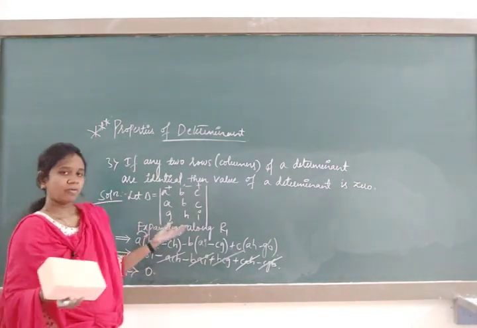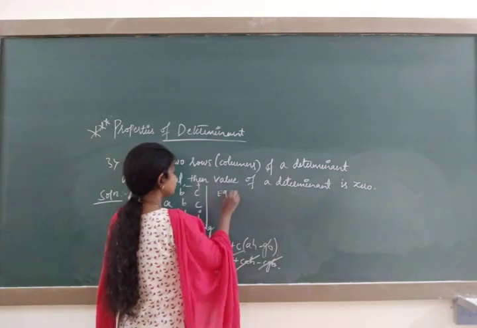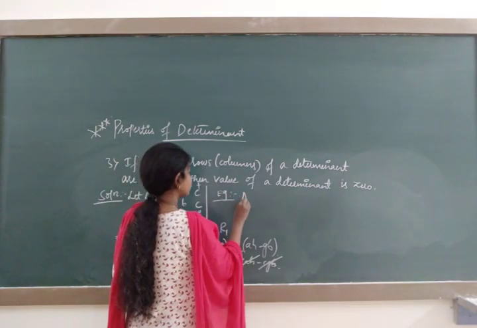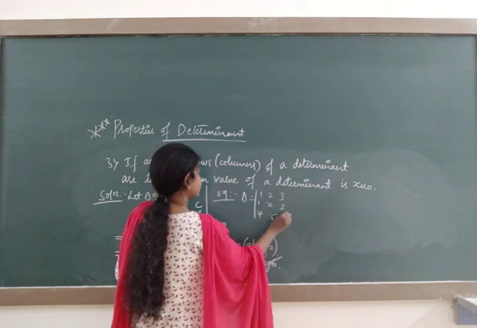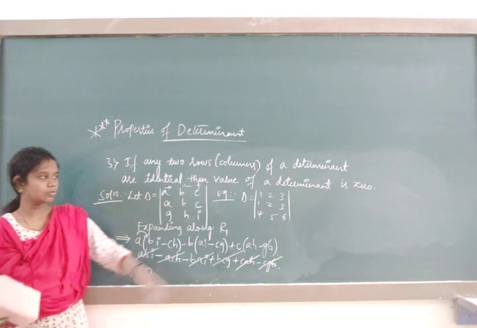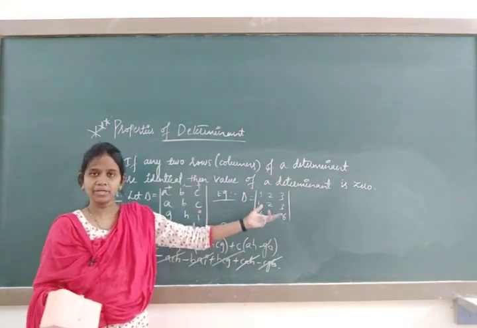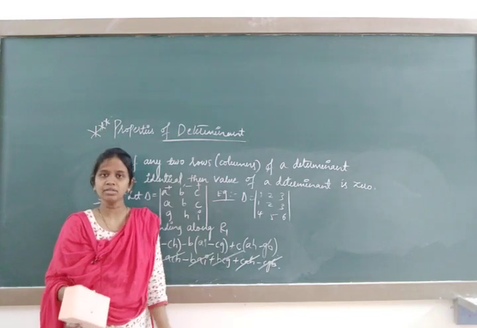So if we face any problem, for example this one, if this is our question, here the two rows are identical, so no need to expand along R1 or R2; directly we can tell the determinant value is 0.